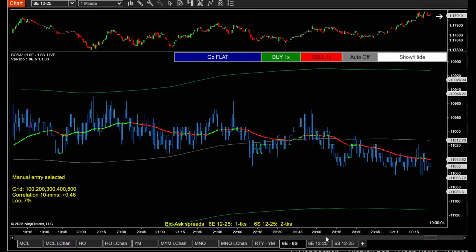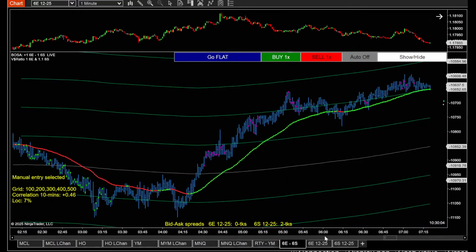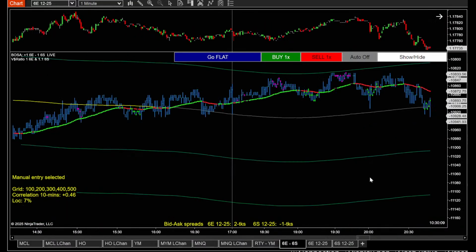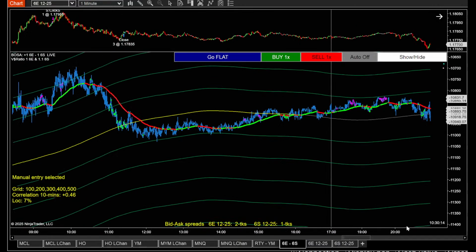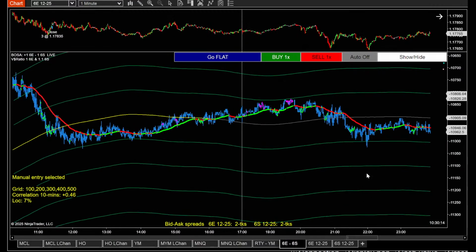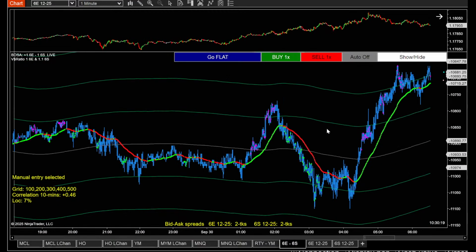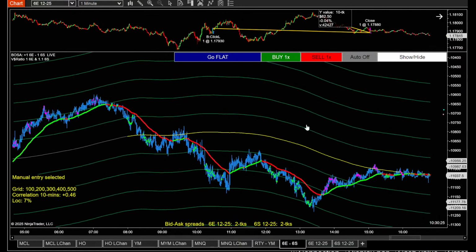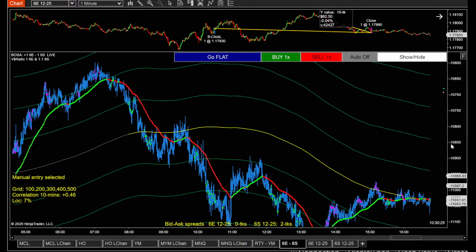I'm going to back up 6E here. Let's see if it comes in. What happened? I'm losing all my... Let's see if I lost... Okay, where you at? Yeah, there it is. So, here is my trade yesterday.